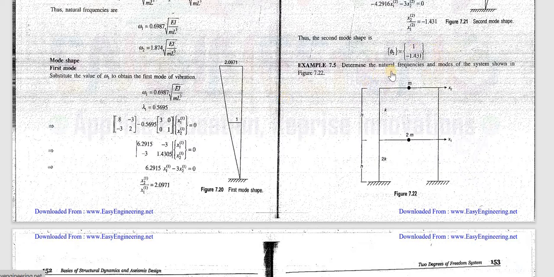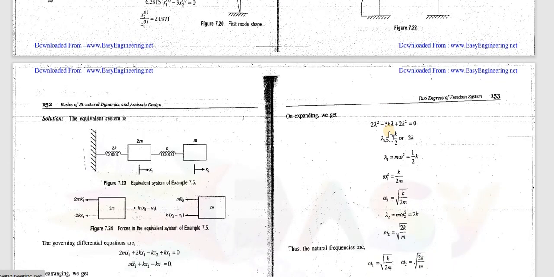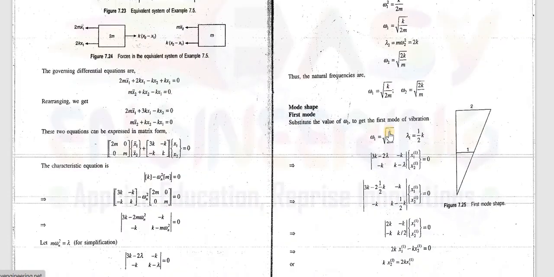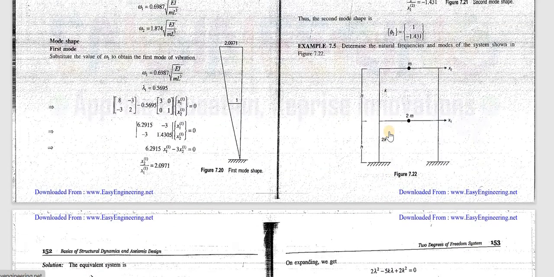And similarly, there are a lot of problems here. You can see here: determine the natural frequency of the system shown. The same problem only, with 2m, and the one which I have discussed was based on m1 and m2 being given.